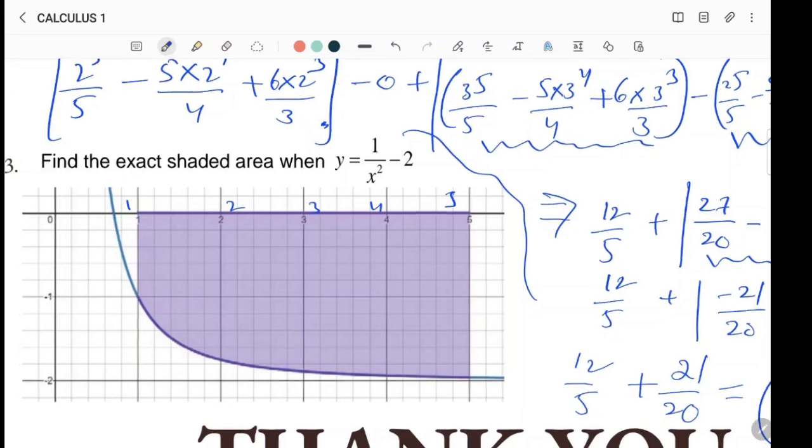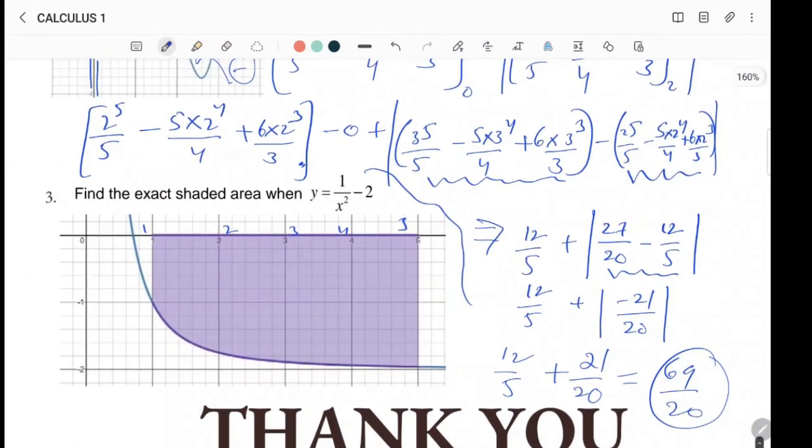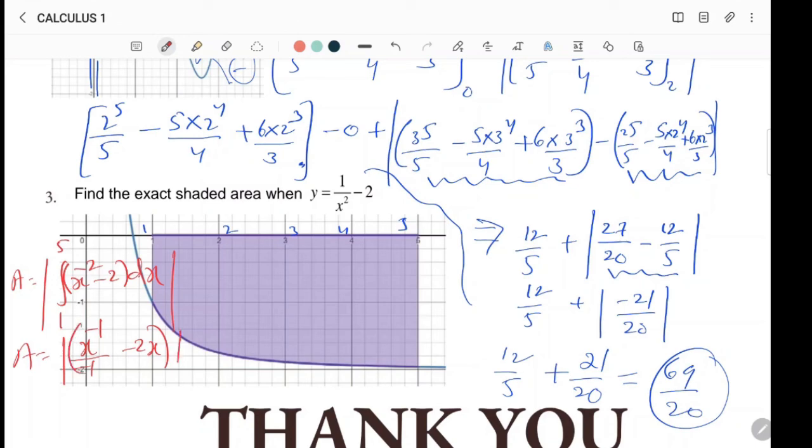So let's integrate, but we don't have a space here. Okay, let me try to integrate. I'll try to write here, guys. So area will be the integration from 1 to 5 of 1 over x squared, which is x to the power minus 2 dx. But we know that this area will be negative because it is below the x-axis, so we have to put mod. So mod of, now x to the power minus 1 over minus 1, minus 2x, limit is 1 to 5, and mod.